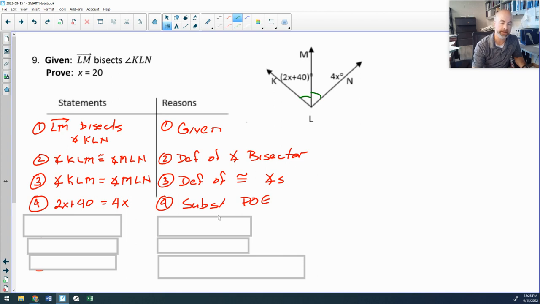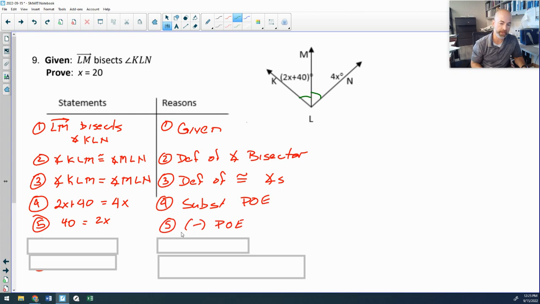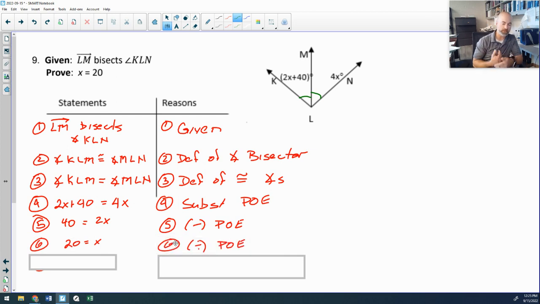And here we are finally at the steps of algebra where you probably are more comfortable. I'm going to solve this by saying that 40 is equal to 2x. I am subtracting the 2x, so that's your subtraction property of equality. To solve for x, I will divide by 2. And I now know that 20 is equal to x. That is your division property of equality.